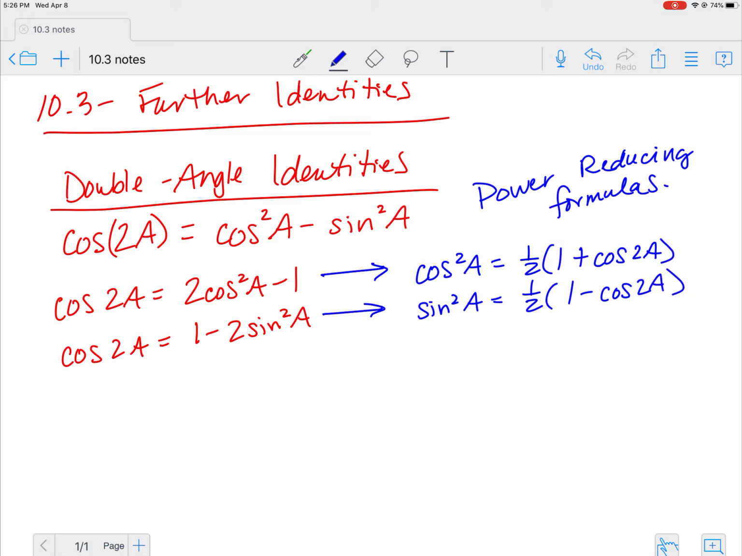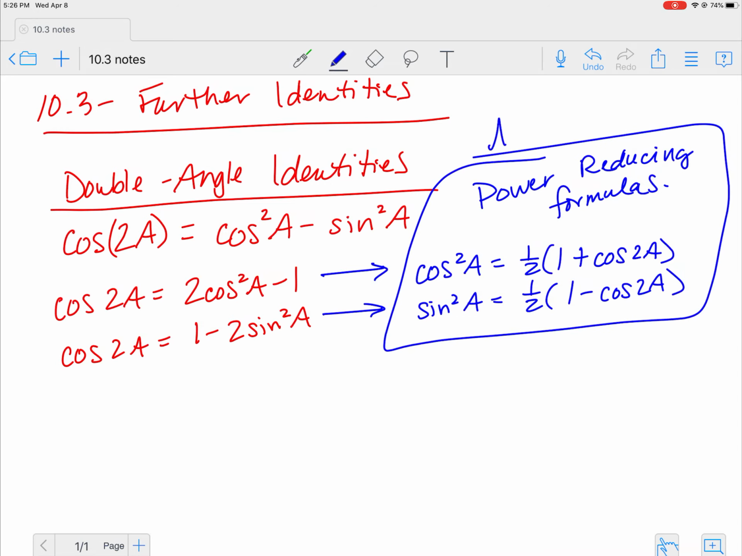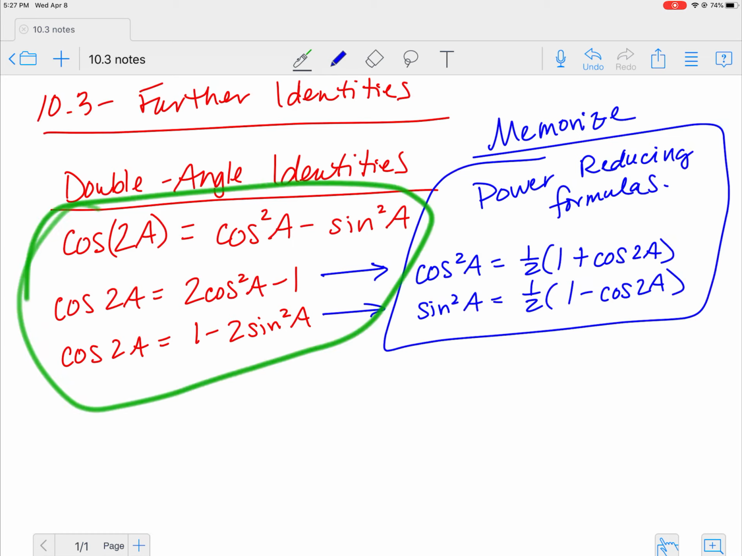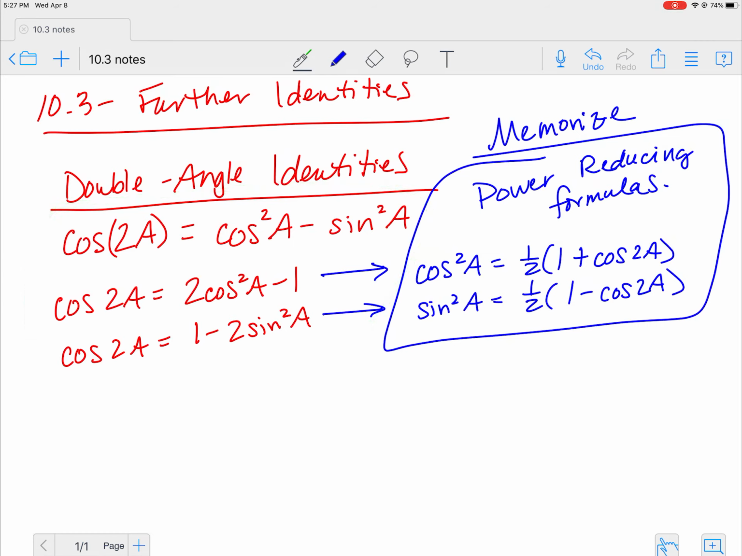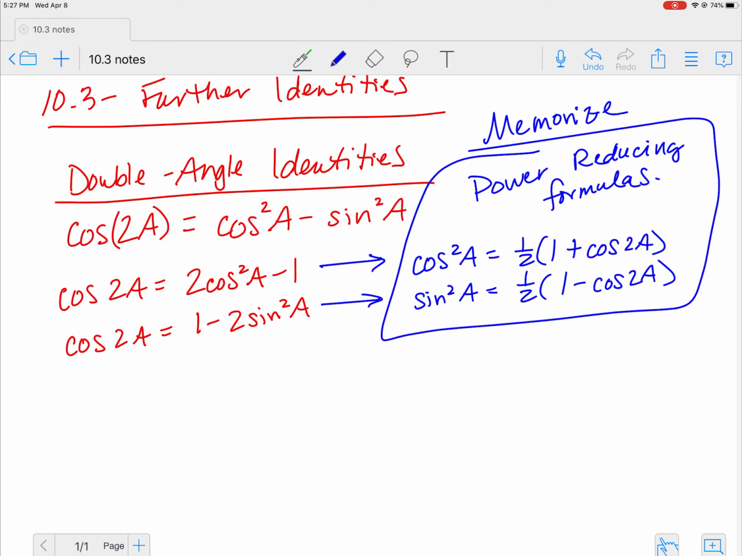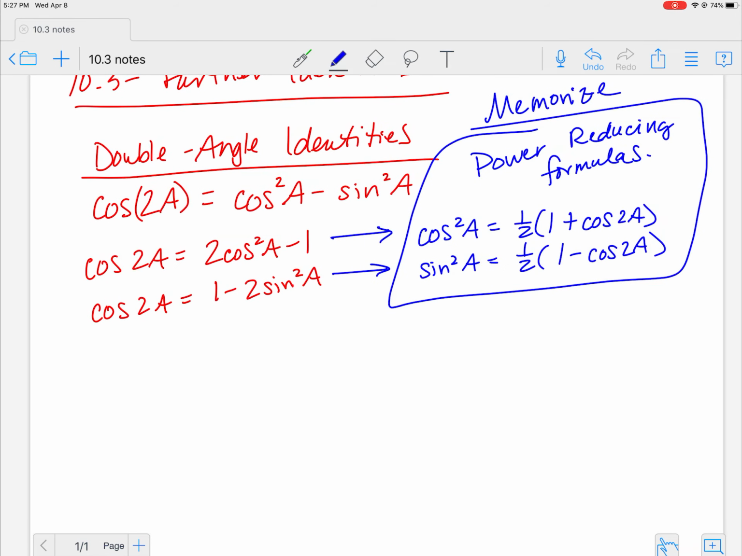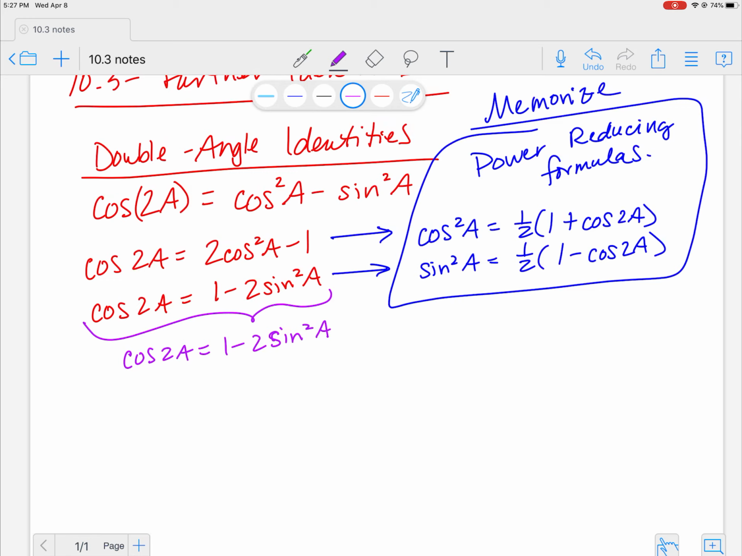So cosine squared a is going to equal 1/2 of 1 plus cosine 2a. And sine squared a is going to be 1/2 1 minus cosine 2a. All right. These you have to memorize. These over here, I mean, if you know them, great. If you don't, I don't really care. But you need to have these power reducing, those are important. So you have to do that. Now let me prove to you how we pull this off. I'll just do this one because it's on the bottom.